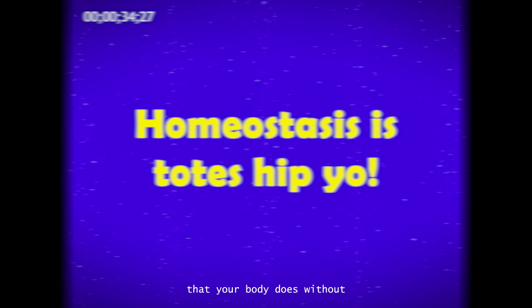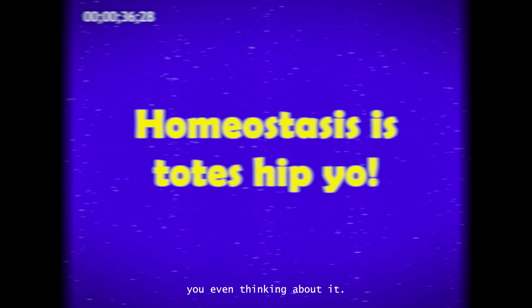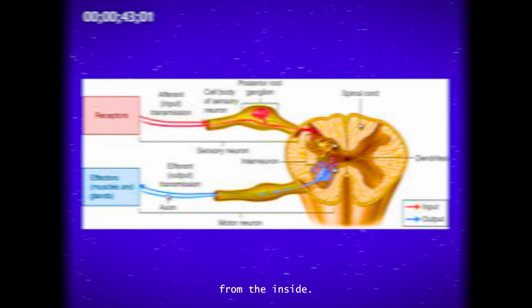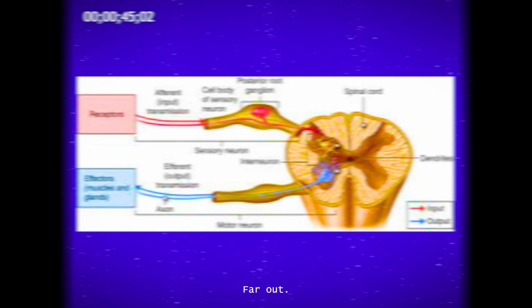Homeostasis is a process that your body does without you even thinking about it. It helps regulate your organ systems in response to stimuli to make sure it doesn't melt from the inside. Far out! Now, how does this work exactly? Well, our body has its own system to keep track of stimuli.